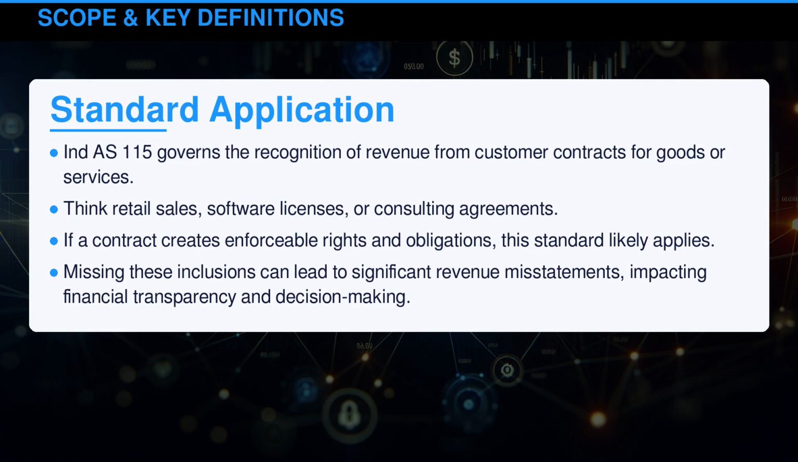Indian Accounting Standard 115 governs the recognition of revenue from customer contracts for goods or services. Think retail sales, software licenses, or consulting agreements. If a contract creates enforceable rights and obligations, this standard likely applies. Missing these inclusions can lead to significant revenue misstatements, impacting financial transparency and decision-making.